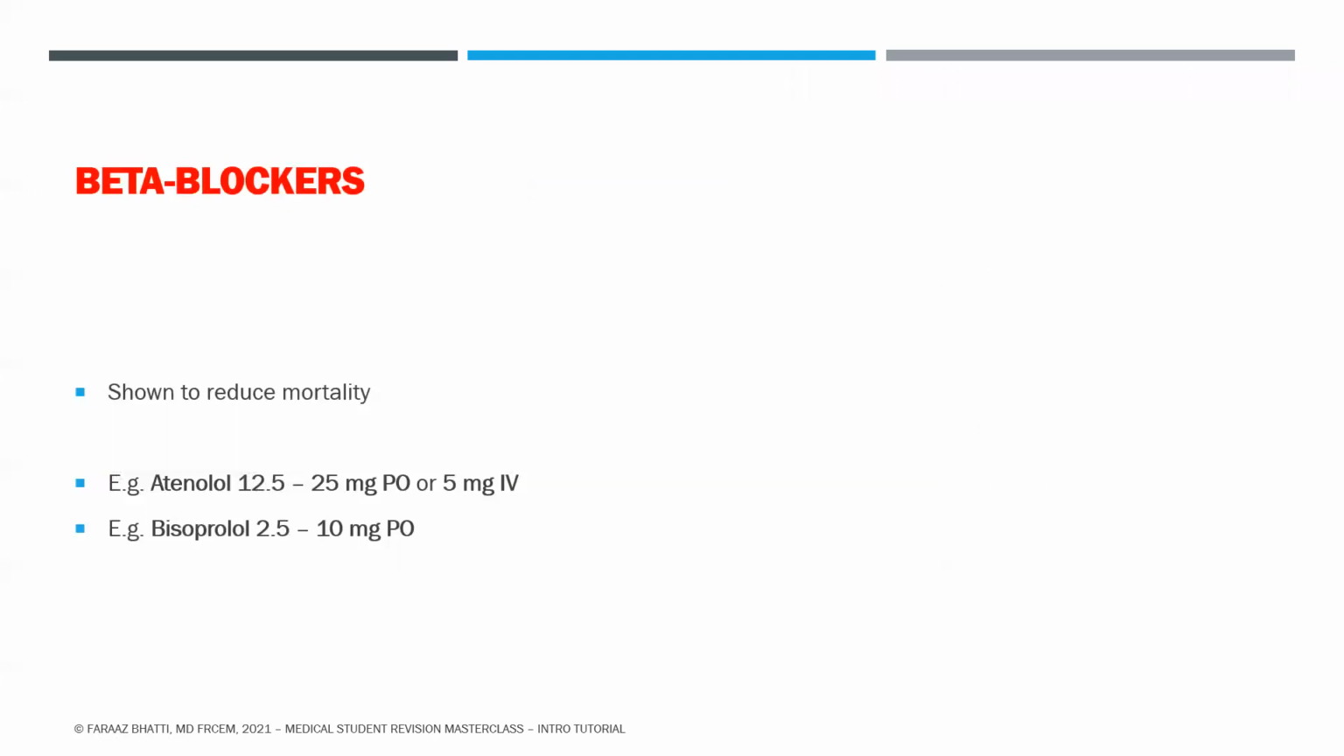Beta blockers are shown to reduce mortality, and atenolol, for example, can be given PO, or it could be given intravenously, and bisoprolol can be given PO.